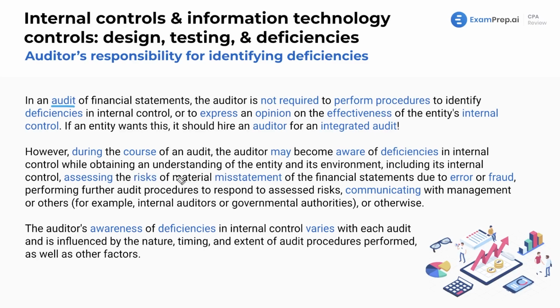And if the auditor is going to find any deficiencies, they are going to want to communicate those deficiencies to management. The auditor's awareness of these deficiencies in internal control varies with each audit and is influenced by the nature, timing, and extent of procedures performed. You may not be performing any procedures that are going to help you to find any deficiencies, but again, it's not your job to find those deficiencies. However, if you find some, you will communicate.